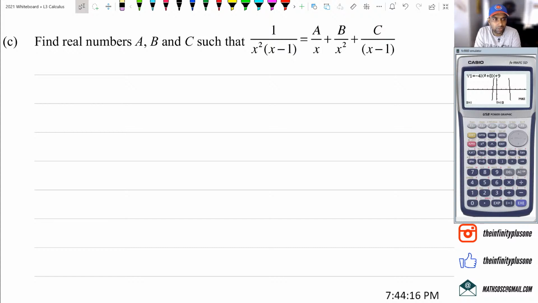Cool. We're going to go have a look at this one here, guys. So this is question 2C. Yeah, this is quite an interesting question, I have to say. I'm going to give you guys about 3 minutes to do this.